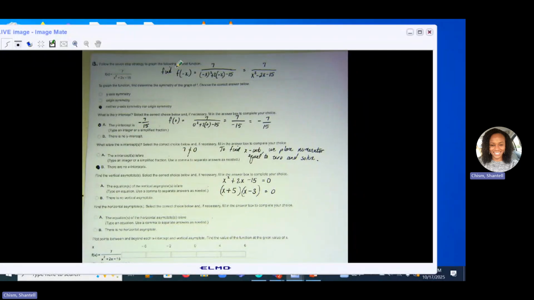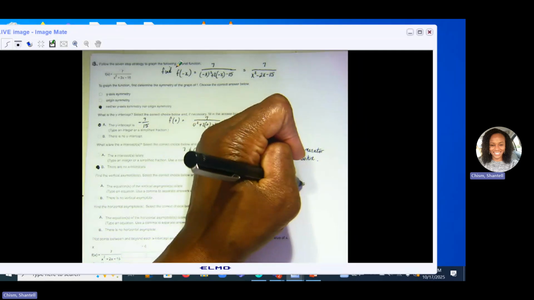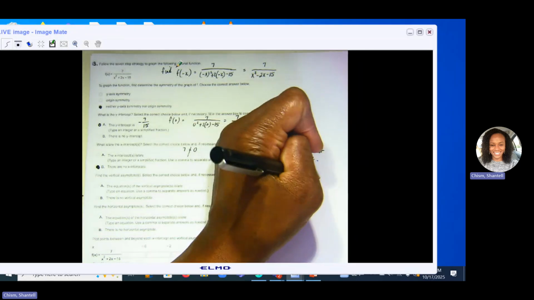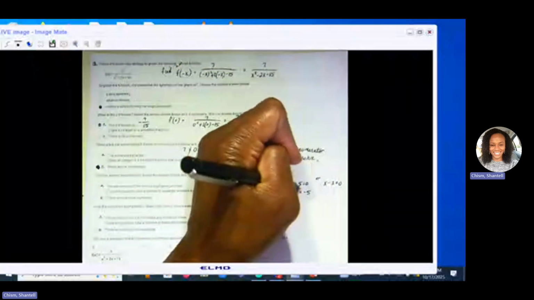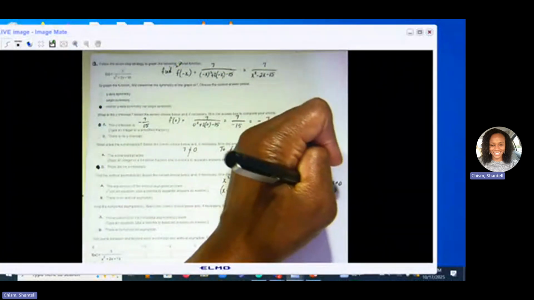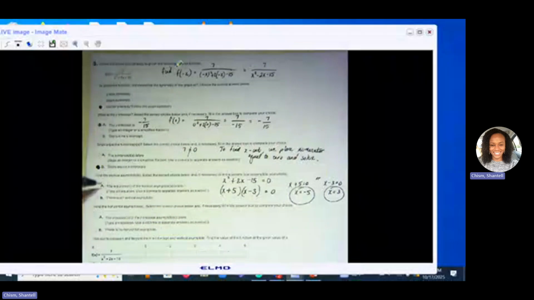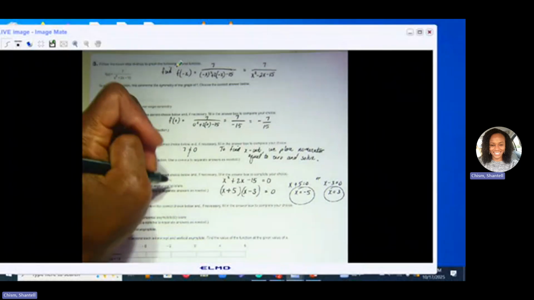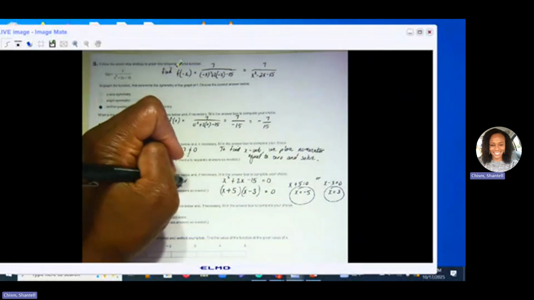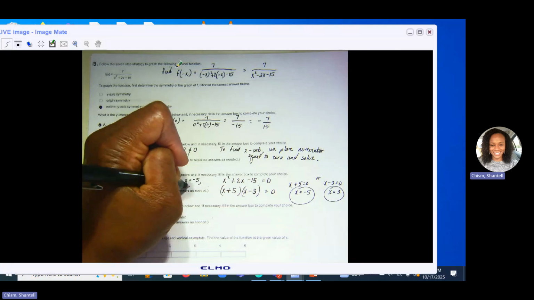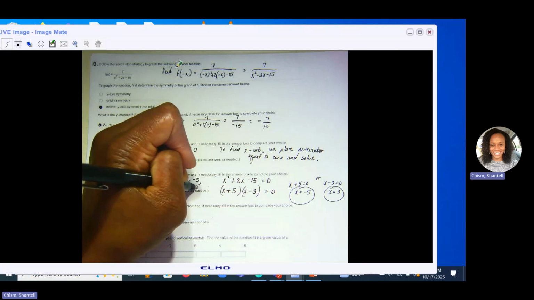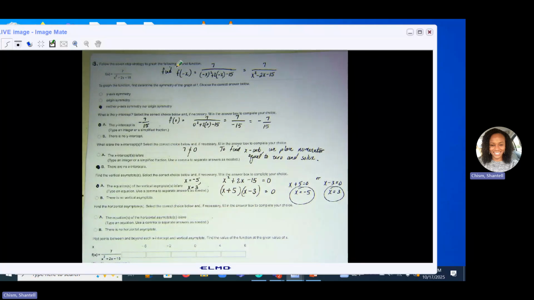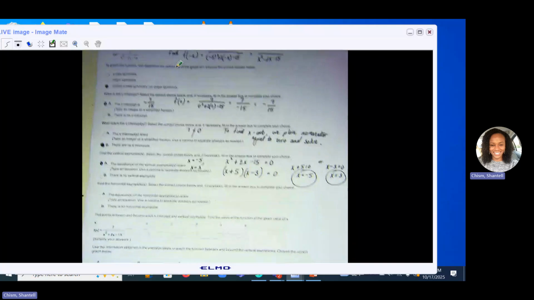So my vertical asymptotes, therefore, would be x plus 5 equals 0, or x minus 3 equals 0. So x equals negative 5 and x equals positive 3. So my vertical asymptotes are equations: x equals negative 5, x equals positive 3. You write them as equations and just separate them with commas.